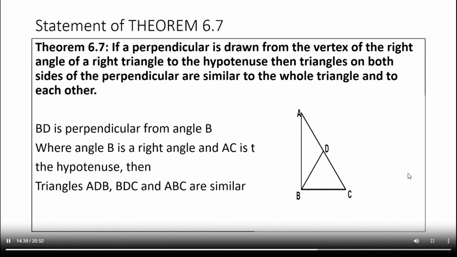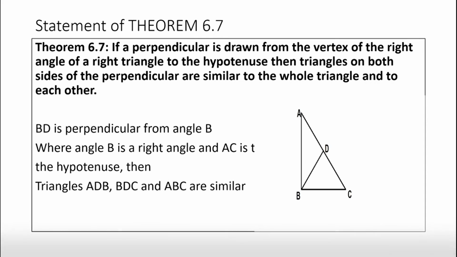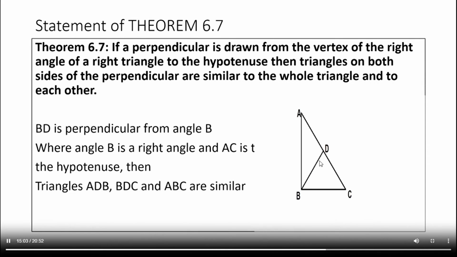Now statement of theorem 6.7. If a perpendicular is drawn from the vertex of a right angle of a right triangle to the hypotenuse, then triangles on both sides of the perpendicular are similar to the whole triangle and to each other. Means you have triangle ABC which is right angled at B. BD is the perpendicular. Now here angle B is a right angle and AC is the hypotenuse. Then triangles ADB, BDC and ABC, all the three will be similar.